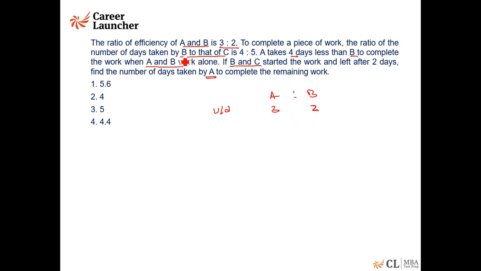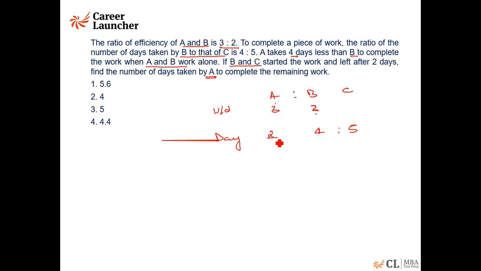Then what does it say? The number of days taken by B to C is 4:5. So B to C is 4:5. This is the number of days to do the same piece of work. A takes 4 days less than B to complete the work when A and B work alone. Now first thing, if B does 2 units of work, A does 3 units of work per day, that means the number of days taken by A will be 2/3 of B. So A will take 2/3 the number of days.